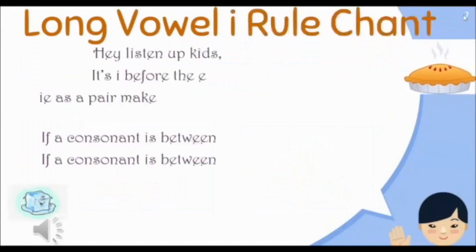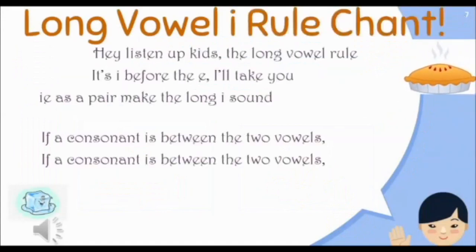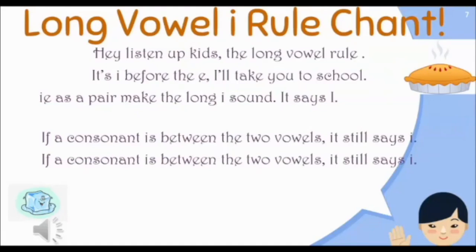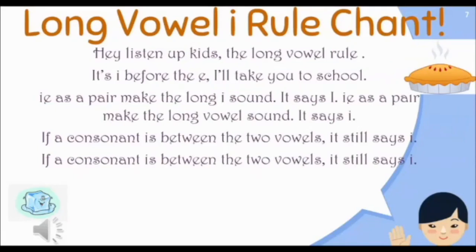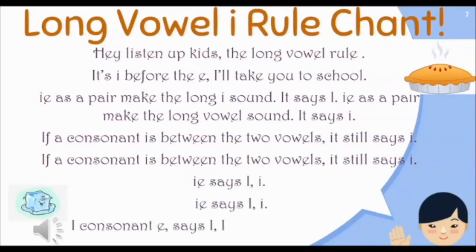Hey, listen up, kids. The long vowel rule is I before E. I'll take you to school. I-E, as a pair makes a long vowel sound, it says I. If a consonant is between the two vowels, it still says I. I-E says I. I, consonant, E says I.